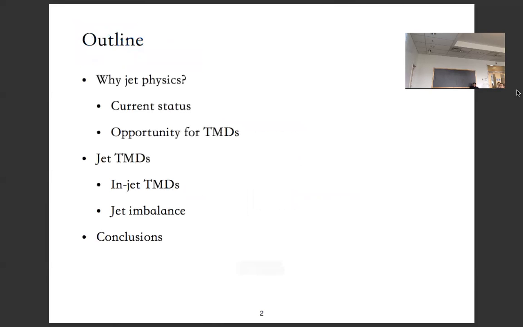And here's the outline of my talk. First, I will very quickly go through the current status of jet physics at the colliders, from both the theory side and the experimental side, and then brainstorm the opportunity for using jet physics to probe the TMDs. I'll give two examples trying to highlight the advantage of using jets in studying TMD physics. One is using the jet substructure to study things like TMD fragmentation functions, and the other one is about jet imbalance. I'll end with a conclusion.